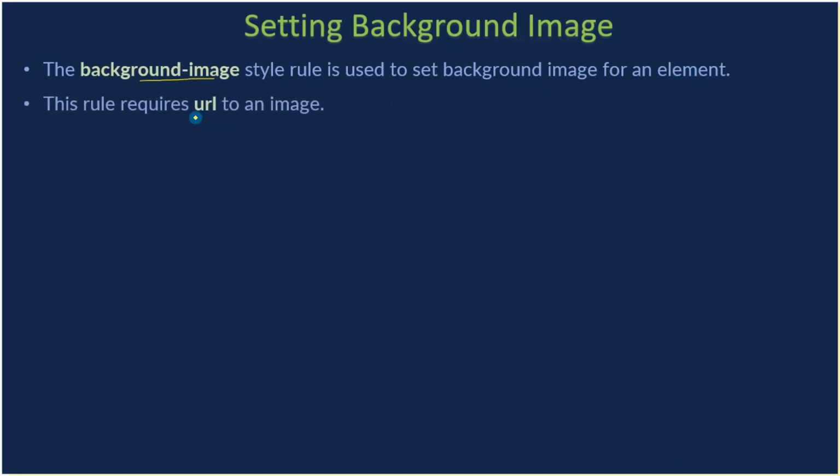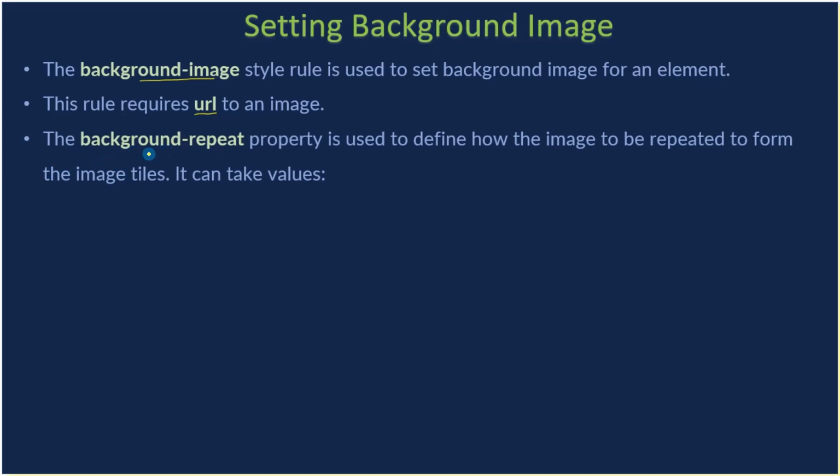This rule requires a URL. That means you have to tell where the image resource is. So we can specify that using the url property. So to background-image, we will specify url and the path to the image.